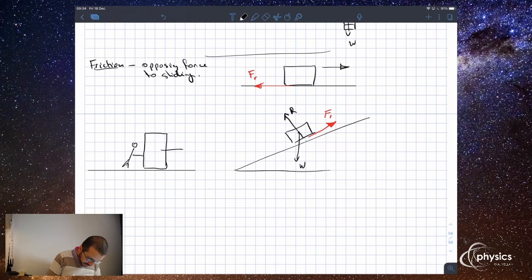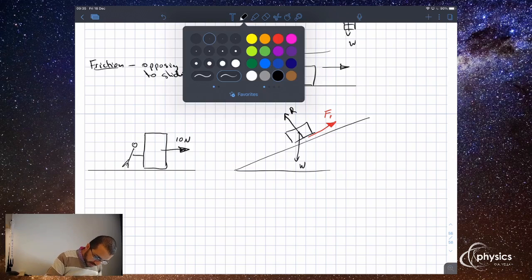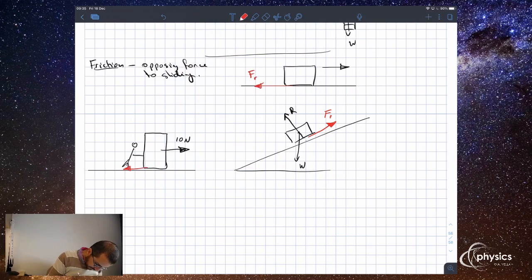So you are applying a force. Let's say you are applying a 10 Newton force on the wardrobe. If the wardrobe is heavy, will the wardrobe move immediately as soon as you apply the force? No. Why? Because you're trying to slide it, but a force is opposing you. And that force is practically the frictional force. Alright? So it's still not moving.